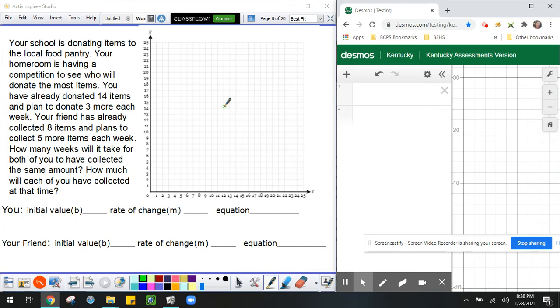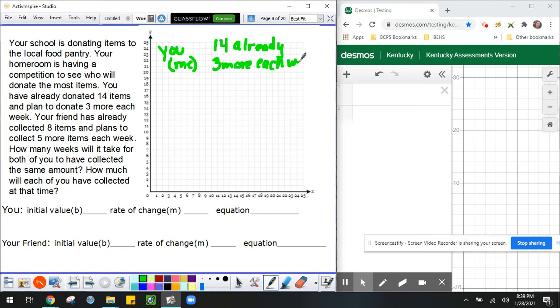So reading along, it says, your school is donating items to the local food pantry. Your homeroom is having a competition to see who will donate the most items. You have already donated 14 items. So you might put you, or you might put me, depending on how you're reading the story. Already donated 14. So 14 already. And I'm going to donate 3 more each week. So 3 more each week. So that's what's important about you or me as you're reading it.